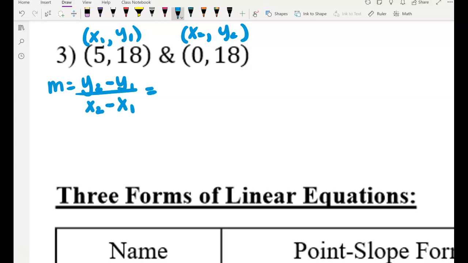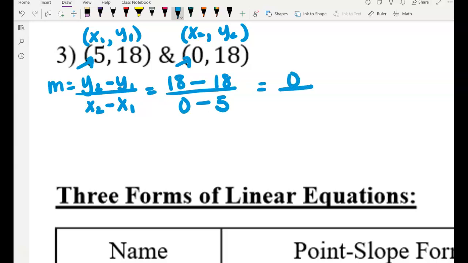So y2 is 18. So we're going to write 18 minus y1, which happens to be also 18, all over, I'm going to erase, x2 is 0 minus x1 is going to be 5. 18 minus 18 is 0 on the numerator. 0 minus 5 is negative 5, so this is going to be 0. 0 divided by any number is going to be 0, students. So this is going to have a slope of 0.